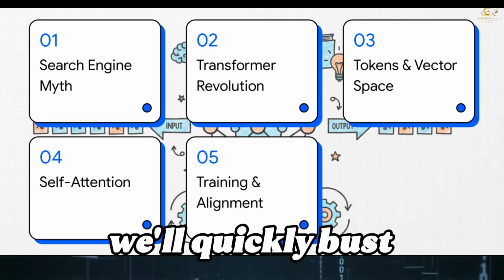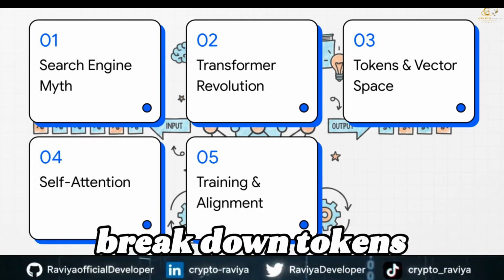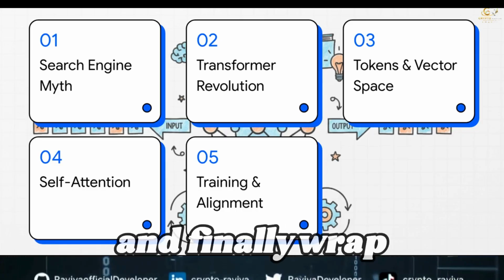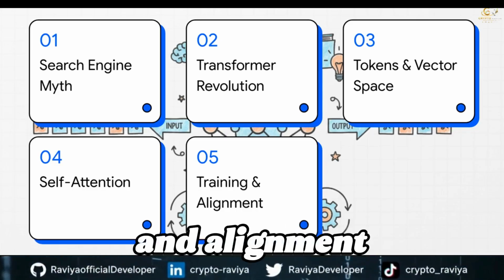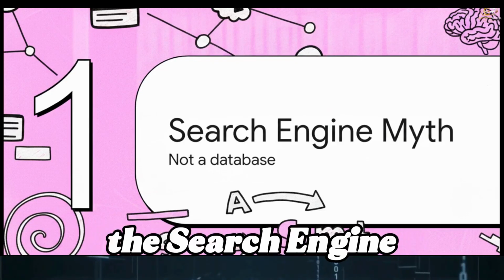We'll quickly bust the search engine myth, dive into the transformer revolution, break down tokens and vector spaces, explore the self-attention mechanism, and finally wrap up with training and alignment. Let's kick things off with part 1, the search engine myth.